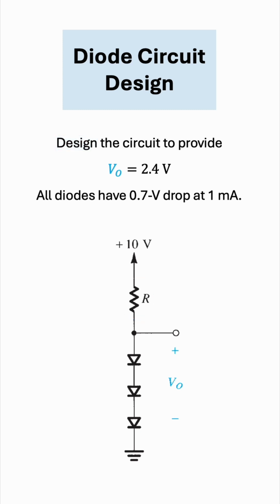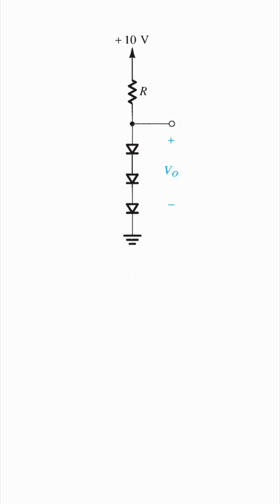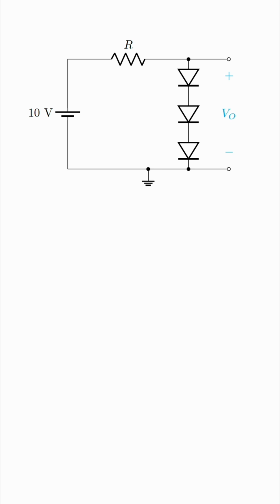But this vertical orientation is not something we're used to. So let's redraw this circuit in a way which is a little more familiar to us. This circuit is electrically equivalent to this circuit. You have a DC source of 10 volts feeding the series combination of the resistor R with the 3 diodes. The output voltage is taken across the 3 series diodes. Okay, so let's deal with this redrawn circuit as this is more familiar territory for us.